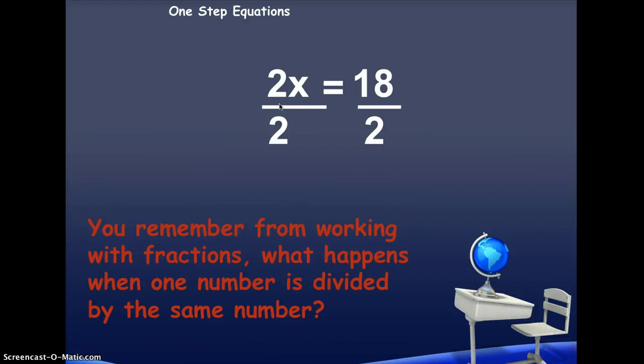Do you remember from working with fractions what happens when one number is divided by the same number? See, in here, 2 divided by 2 is what? So that means 2 divided by 2 is 1. So we're canceling them out. And so you are left with 1x. Now remember that 1x is the same as x. So we just write x is equal to, and 18 divided by 2 is 9.